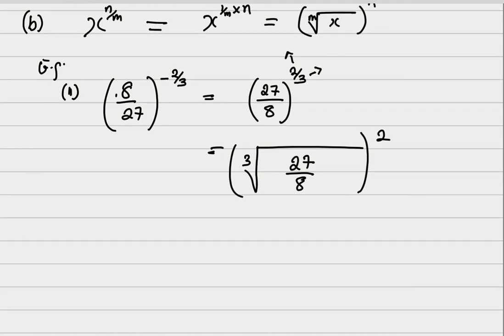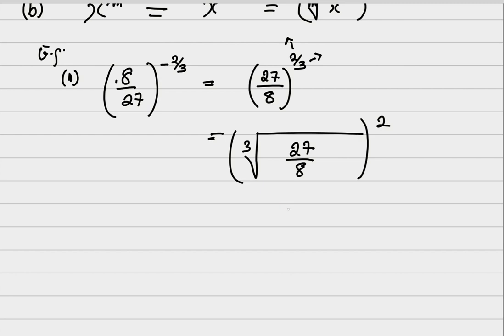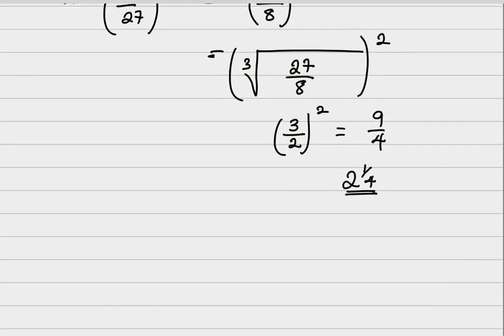All right. Now, what is the cube root of 27? The cube root of 27 is 3, and the cube root of 8 is 2, all squared. And this is going to be 9 over 4, which is 2 whole number 1 over 4. It's as simple as that. We're done. We're good.